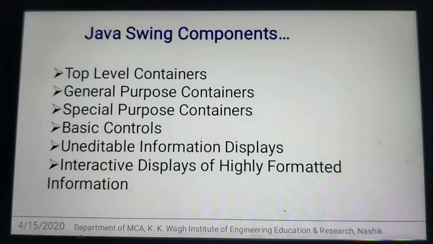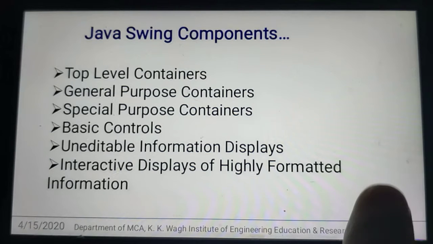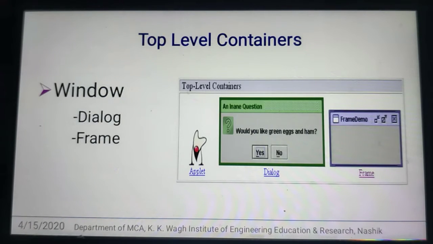Now, what are the components we get in Swing? Basically we get top level containers, general purpose containers, special purpose containers, basic controls, non-editable information we can display on applications, and interactive display of highly formatted information. Let's see these components one by one. First type of component is the top level component. What is this top level component? All these components we have already covered in AWT.